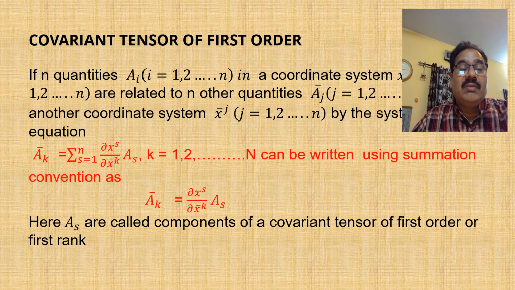Then we can define a bar k is equal to the summation over s equal to 1 to n of del x power s divided by del x bar k, times a s, where k varies from 1 to n. Using the summation convention, it can be written as a bar k is equal to del x power s divided by del x bar k a s. Here a s are called components of a covariant tensor of first order, first rank.